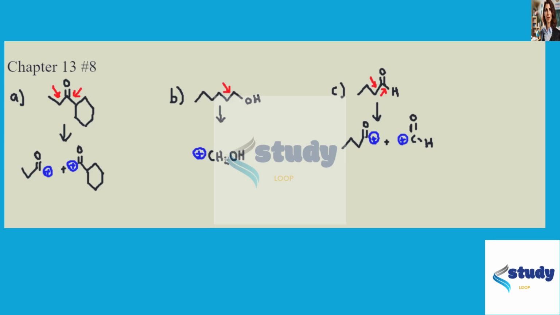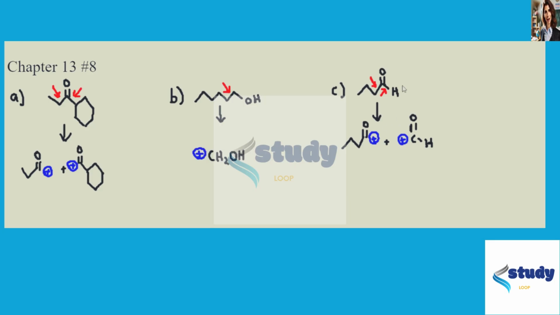in a mass spectrometer. So for A, we're going to look at the bonds between the carbonyl carbon and the carbons on either side of it. So I've indicated those bonds with red arrows. Those are the bonds that are going to be broken by alpha cleavage. And beneath it, I've drawn the two possible products. So those are the two cations that we'll get from A.